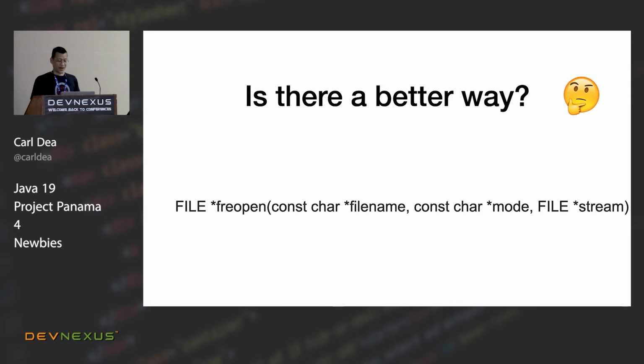So is there a better way? Here I have an example of a typical C function to open a file. Wow, that's a lot, right? You see a character pointer in C, which is an array of characters. If you remember from college, or if you've ever seen C code, that's a mess, right? So doing the low-level method handle way is pretty painful.